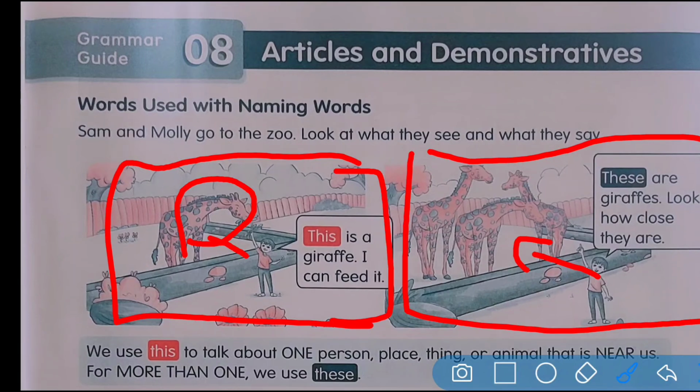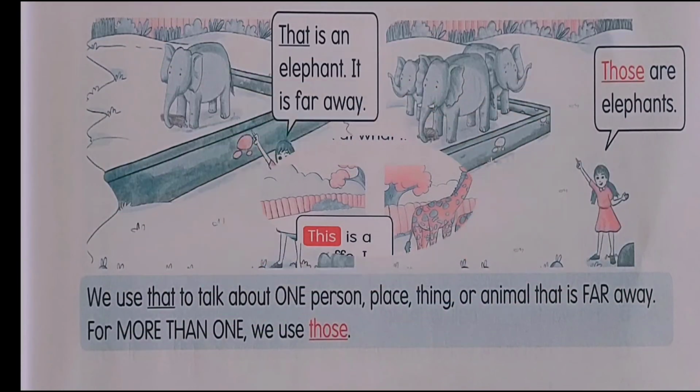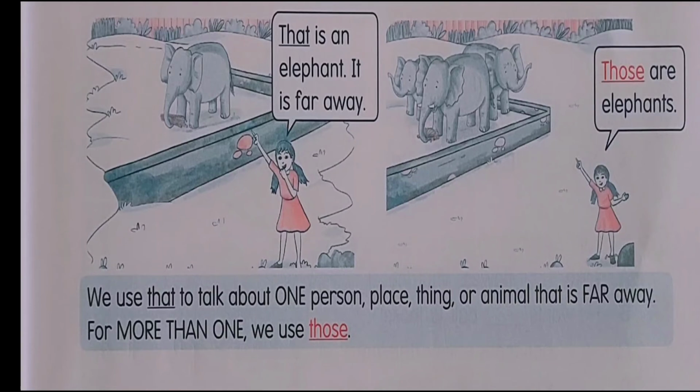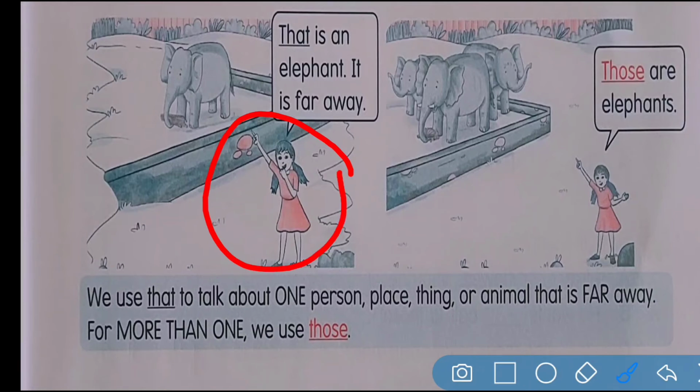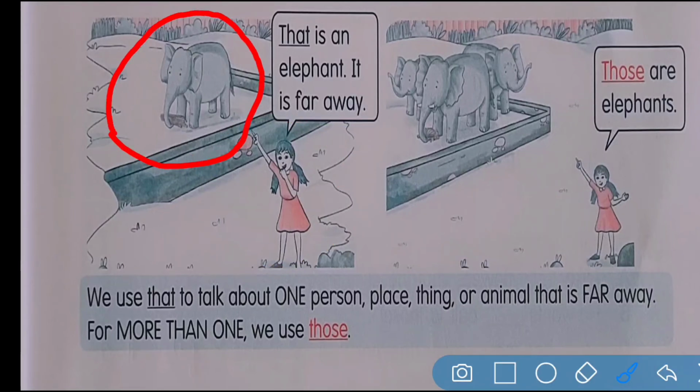Now let us look at picture 2. Molly is also at the zoo. But she is not near the elephants. Remember, Sam was standing very near to the giraffe. But here Molly is standing far away from the elephant. She is not standing near, but she is standing far away. Now for one elephant, what does she say? That is an elephant. It is far away.